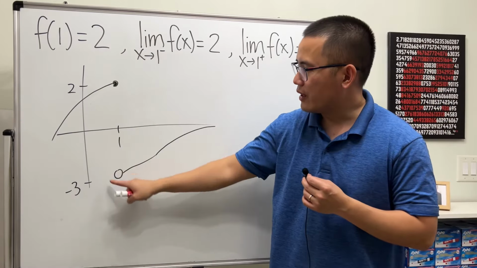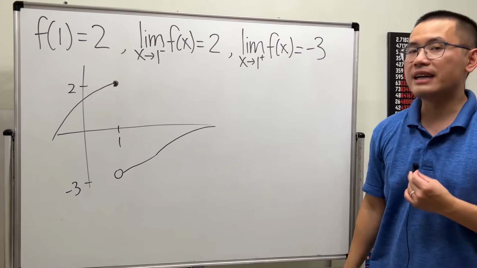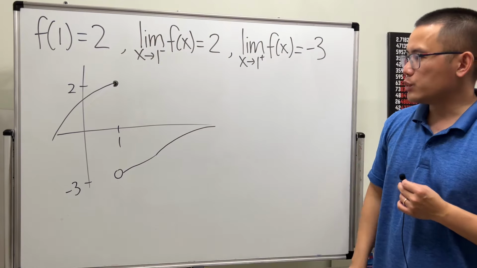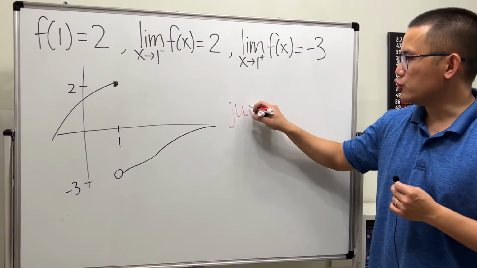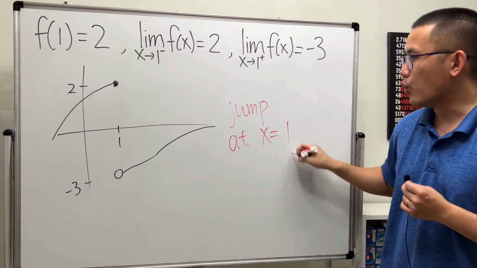The only thing that we care about is this part, because that will help us satisfy these 3 conditions, and we are done. Based on this, we can also see that there is a jump discontinuity at x equals 1.